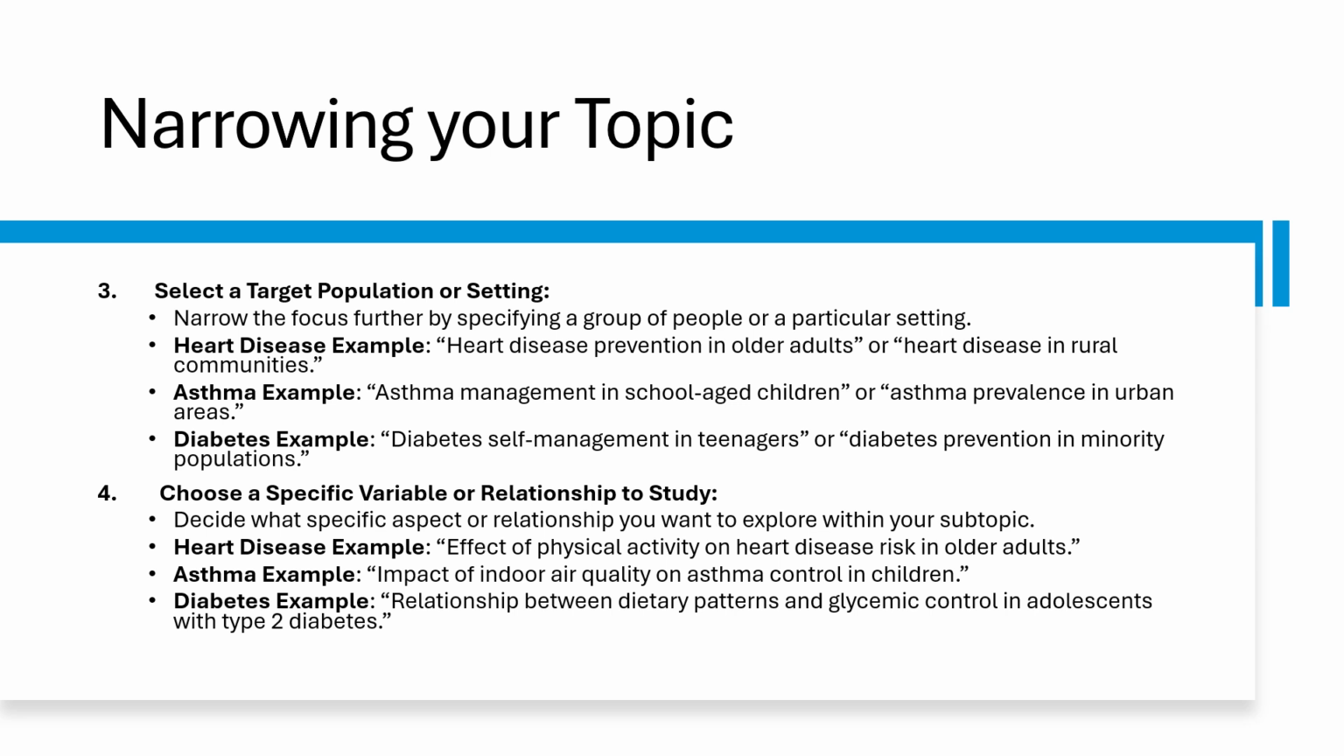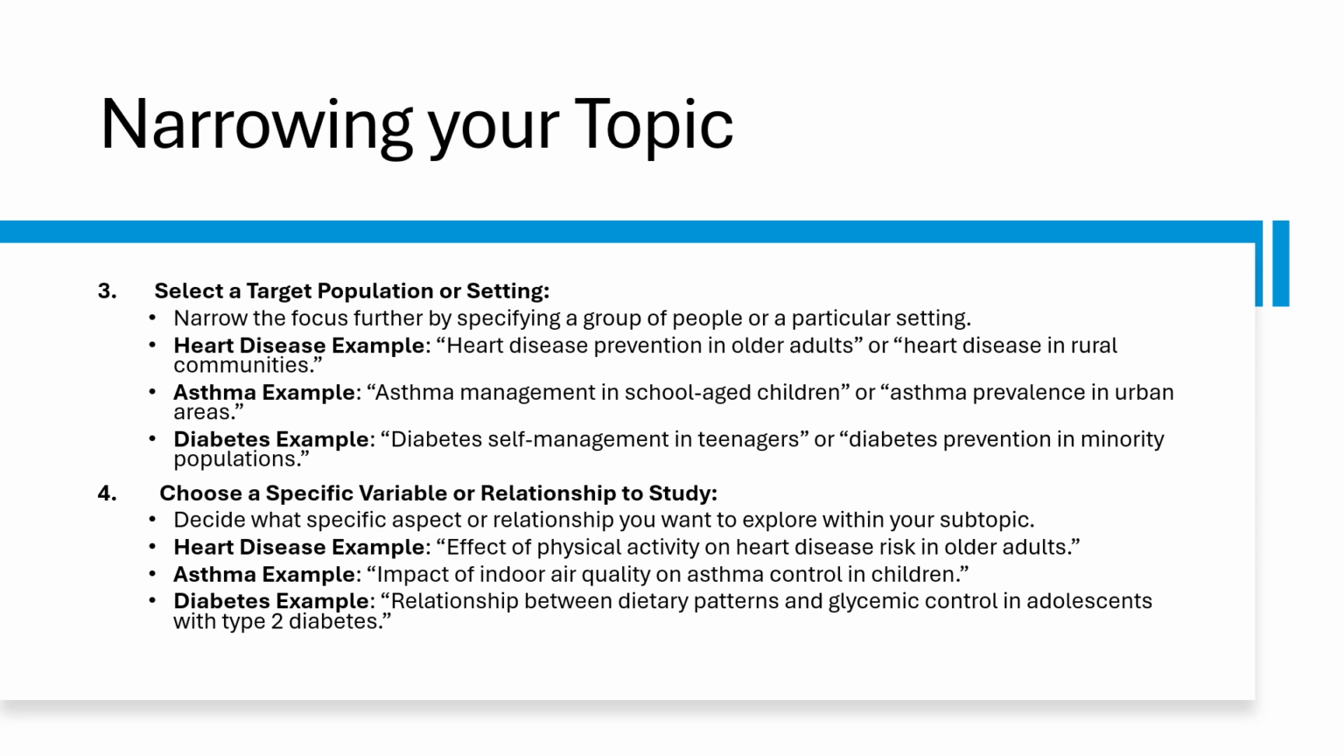Said, for example, heart disease prevention in older adults. That could be the inclusion criteria, only older adults. So heart disease in rural communities means only researching heart disease in rural communities, not in developed cities or developed countries.